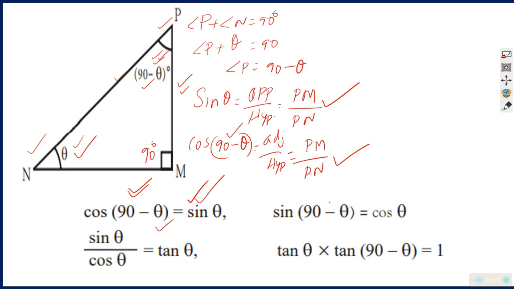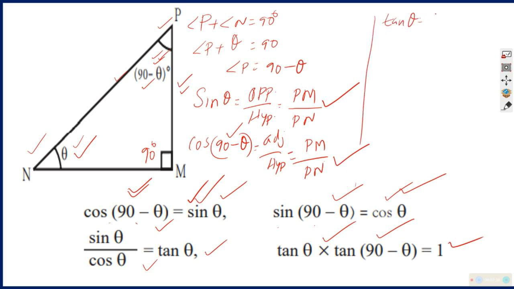In the same way, sine 90 minus theta becomes cos theta. Sin theta upon cos theta is tan theta, that you learned very well last year. As tan theta is sin theta upon cos theta, and naturally the answer of cos 90 minus theta is sin theta, the answer of sin 90 minus theta is cos theta. So tan 90 minus theta will be the reverse of it. So here tan theta into tan 90 minus theta is equal to 1. If you want, I will show the explanation of that.